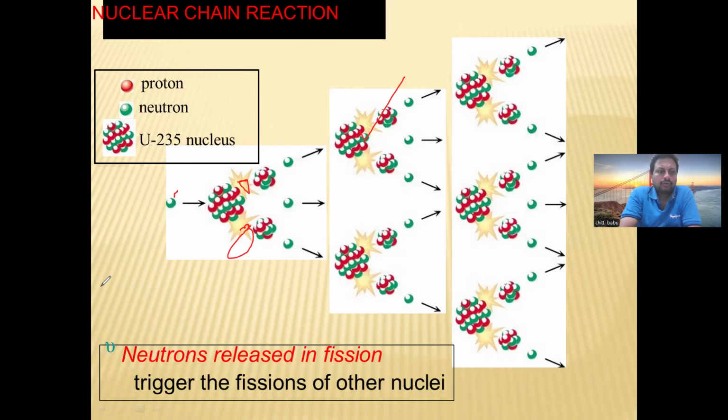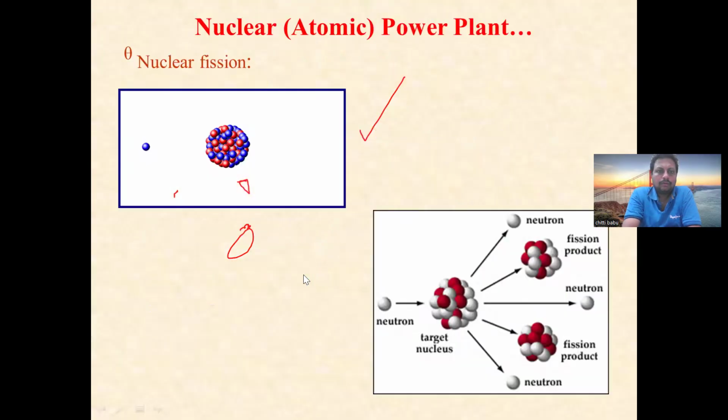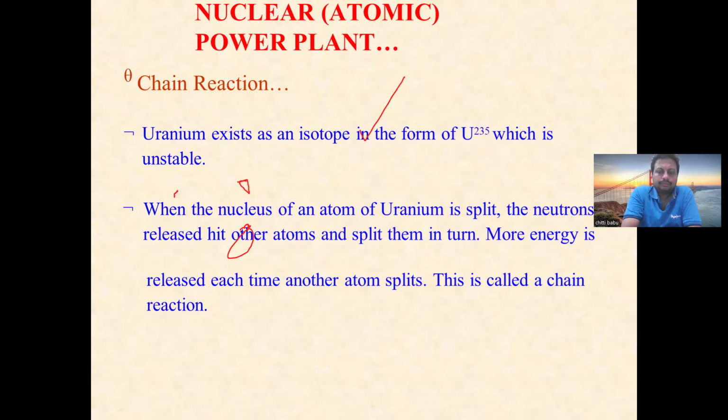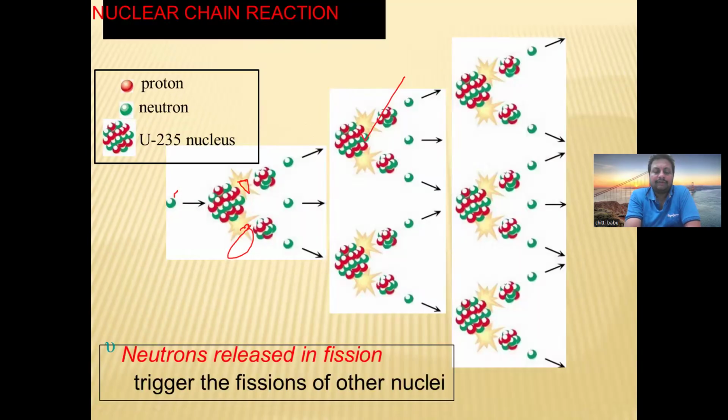So we have seen that an unstable nucleus will be splitting into two lighter nuclei. So the splitting of the heavy unstable nucleus into two lighter nuclei. During this fission process, a large amount of heat will be developed.